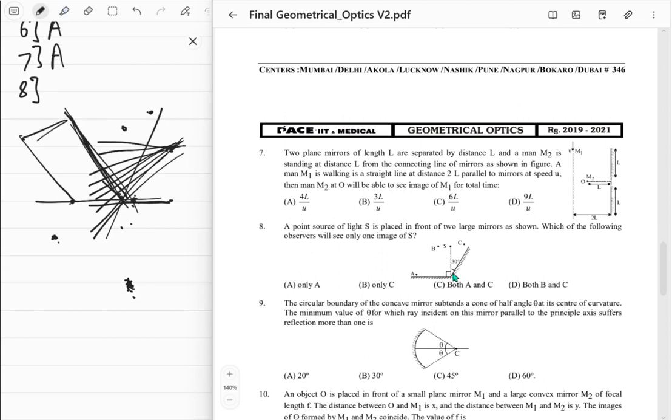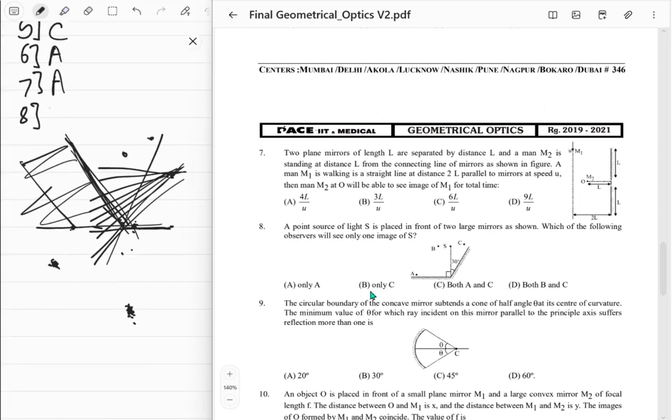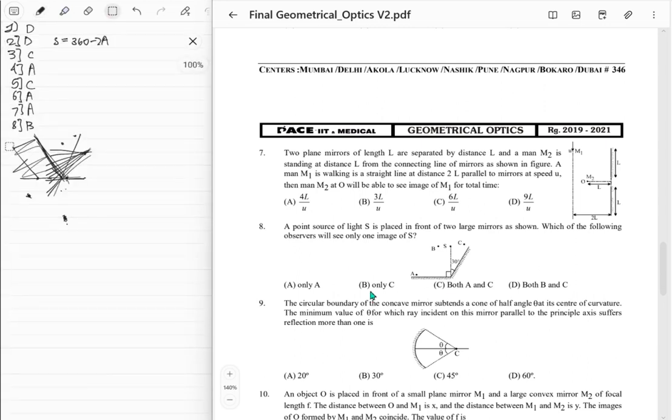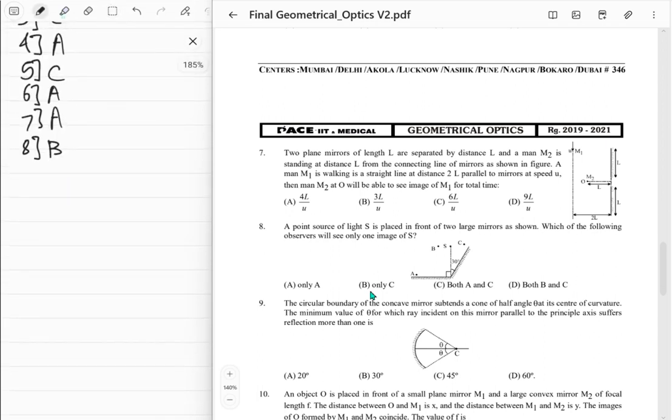So if C was in that region, it could see this point, but it cannot because it's not in that region. So C does see only a single image, right? That's nice. It's really nice. So B. So the 9th now. I wish there was a faster way that I could analyze this thing.